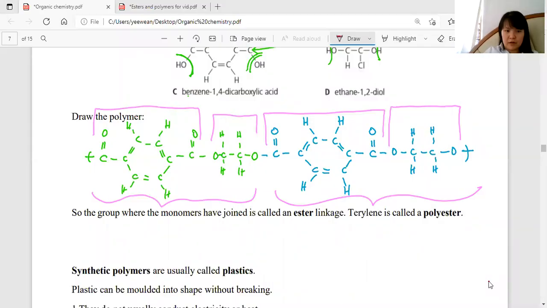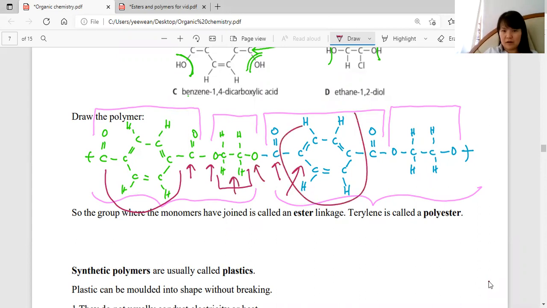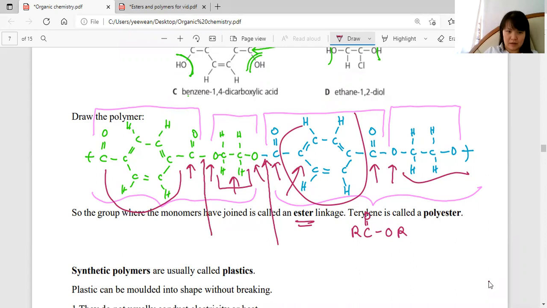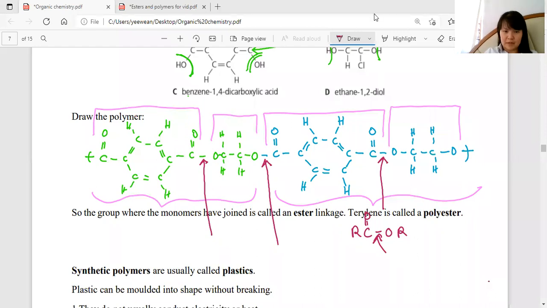If you look closely here, this is RCOOR. Same goes here, RCOOR. RCOOR, that's an ester. So this is an ester link. This is an ester link. I'm going to erase the rest of the arrows. So those with the arrows, they are the ester link.